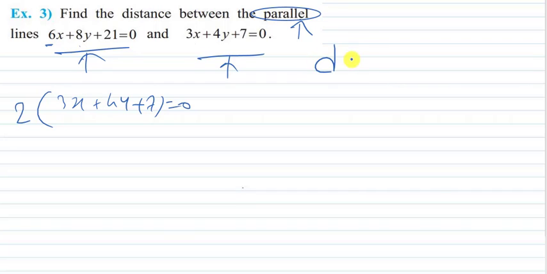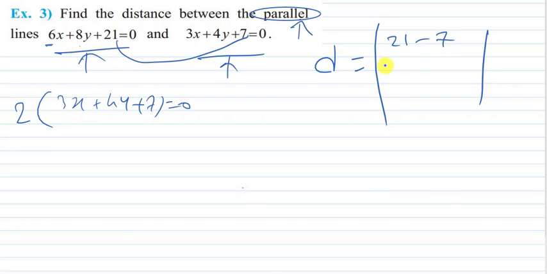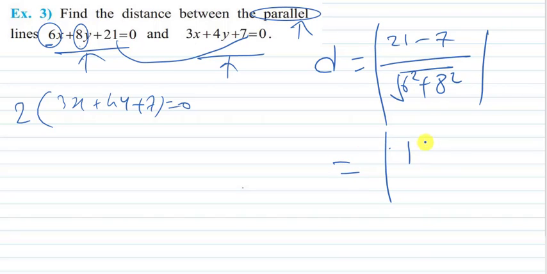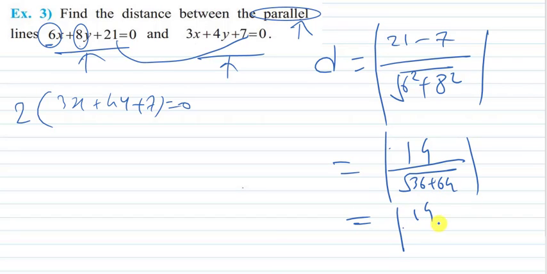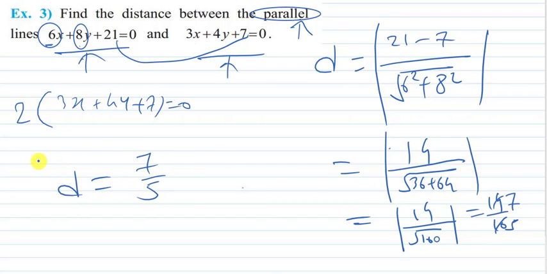So what was the formula? Just take the difference between constants c1 minus c2 divided by the square root of the square of x coefficient plus the square of y coefficient. I will get 14 upon root of 36 plus 64. It will be 14 upon root of 100. What is the value of root of 100? It is 10. 2 5s are 10, 2 7s are 14. So what I got? Distance as 7 by 5. So the distance between these two parallel lines is 7 by 5. Okay. See you in the next part.